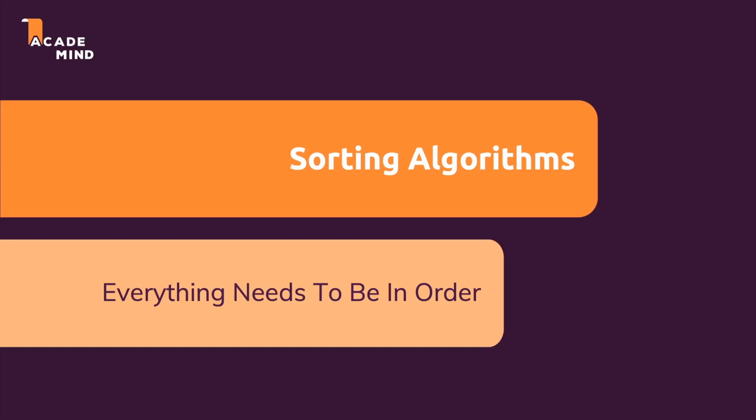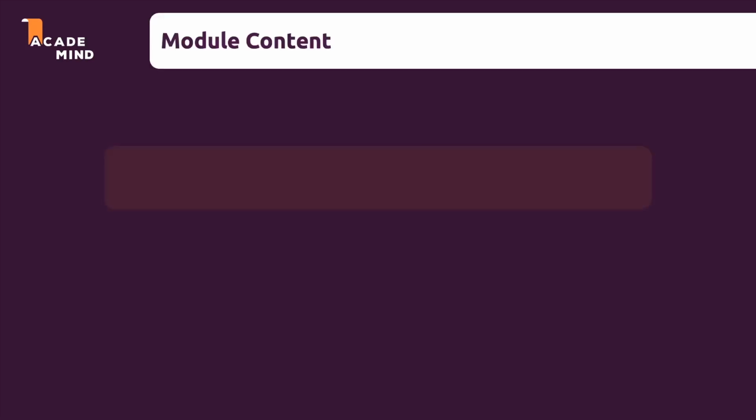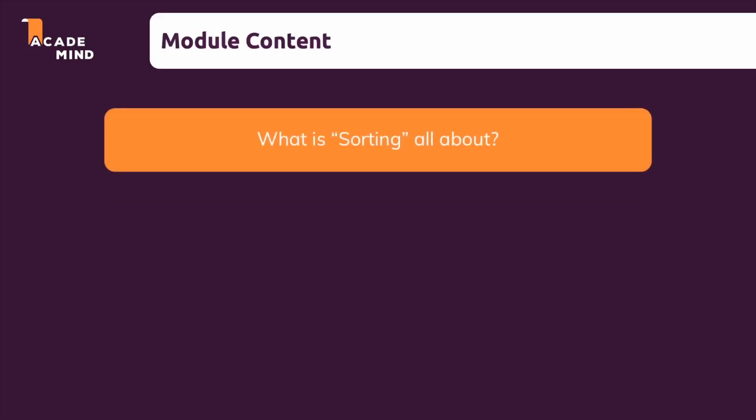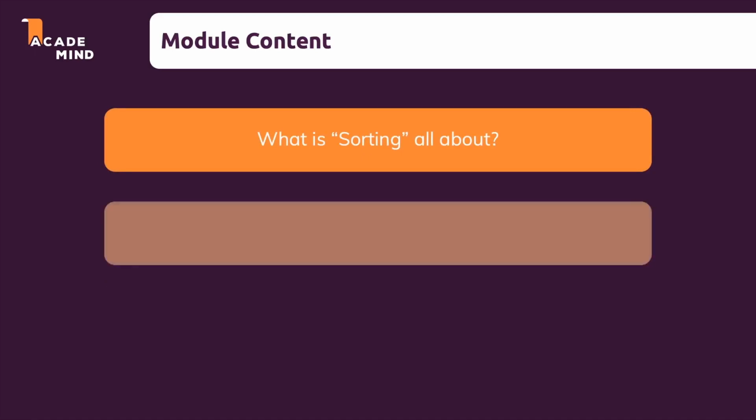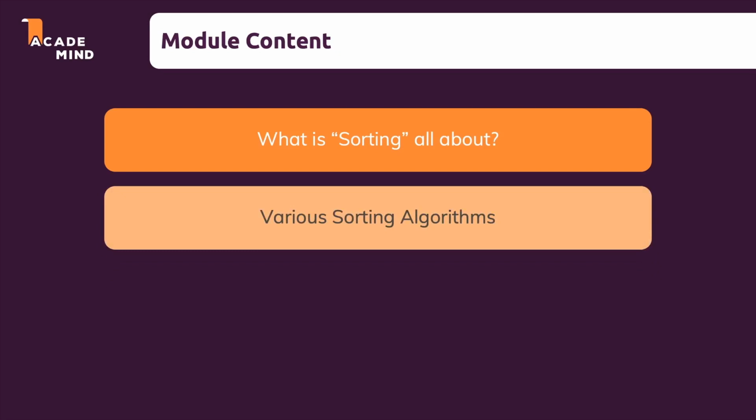Now, first of all, we'll have a look at what sorting is all about, what I mean by that term. And then, of course, we'll have a look at various sorting algorithms with different time complexities. We'll derive those algorithms together, and we will, of course, also explore why certain algorithms have the time complexities they do have.